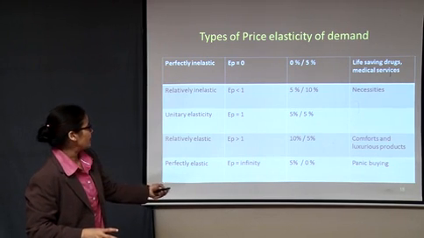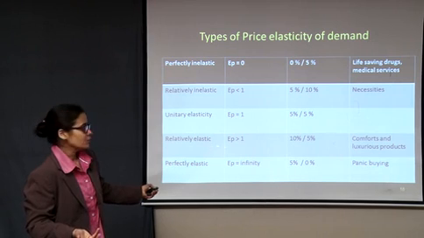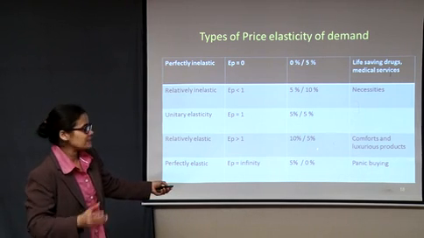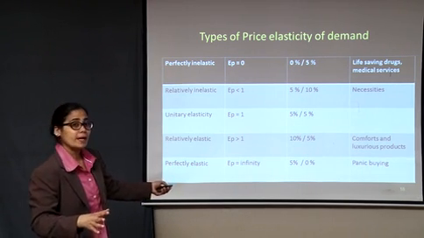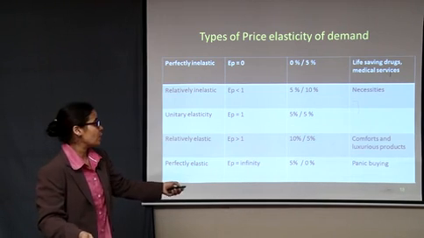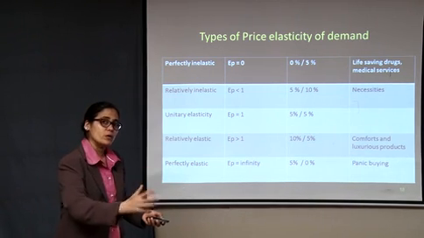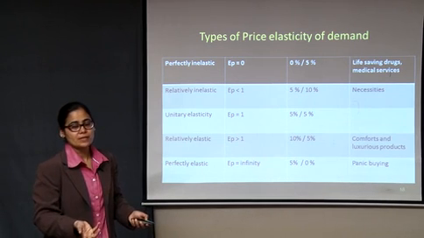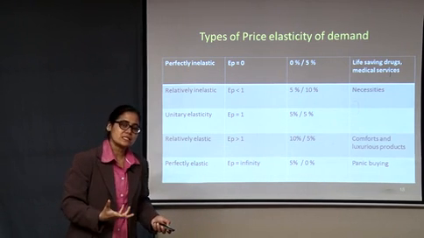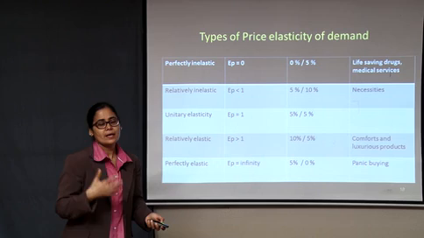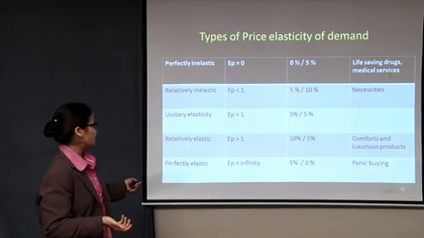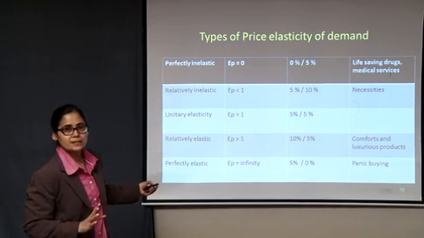Comforts and luxuries come under relatively elastic demand. So for branded products, if there is a 5% discount, they will be able to get a 10% increase in sales, because people are more responsive to such price reductions. Therefore, season sales become very popular in the market, because they come under relatively elastic demand.